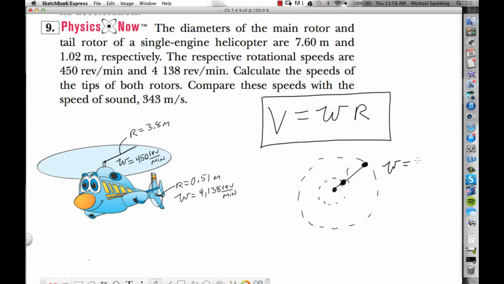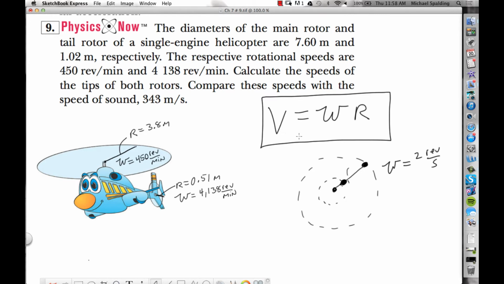Like if the angular velocity here were 2 revolutions per second, what would be the angular velocity of this inner point? 2 revolutions per second. What would be the angular velocity of this outer point? 2 revolutions per second. But the linear speed, which later on we're going to refer to as a tangential velocity.